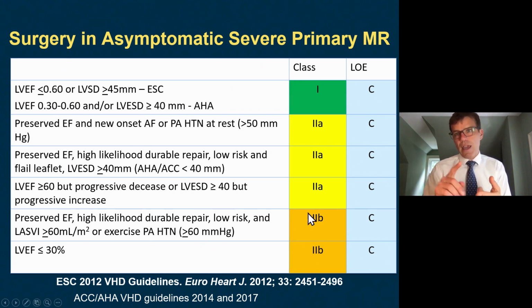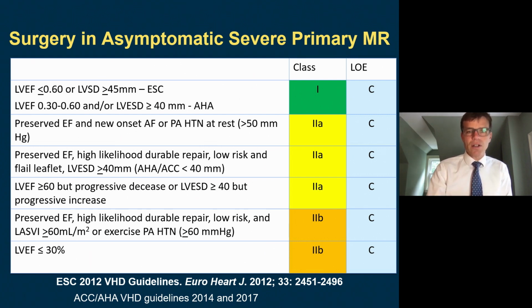So if you have atrial fibrillation or new pulmonary hypertension, if you have a preserved ejection fraction and you think you'll get a good repair, you have a flail leaflet and the end systolic dimension looks like it's starting to get a little bit bigger. I think the key feature here is that you have to be confident that your surgeons will be able to do a repair rather than a replacement of that valve. A replacement typically would mean some kind of anticoagulation, right? And you want to avoid that, if you can, in somebody who's otherwise feeling well.